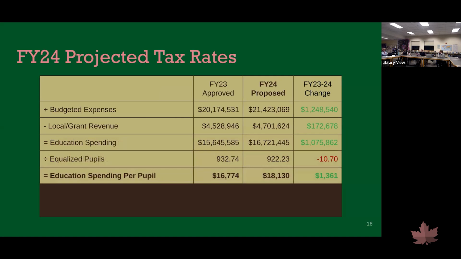And dividing one into the other gets you the ed spending per pupil amount. This is the number that the state likes to use to compare districts to each other across the state. So in this case, if this budget were warned as presented, your ed spending per pupil would go up about $1,300.